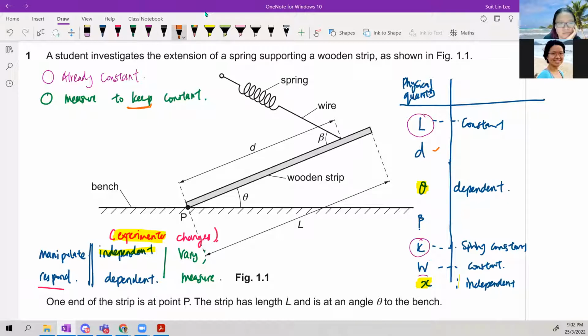You think it's D? Because this one is fixed here. So I don't think it's D, right? Okay. So the answer is beta. We keep beta constant.